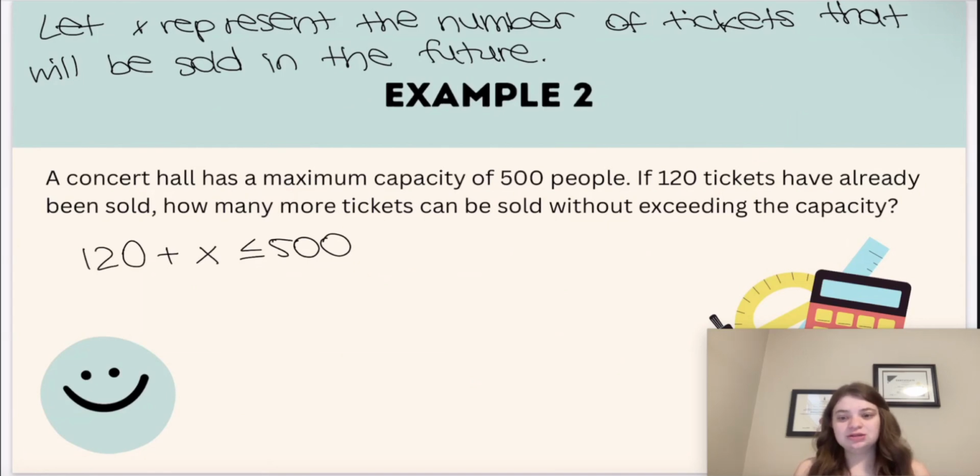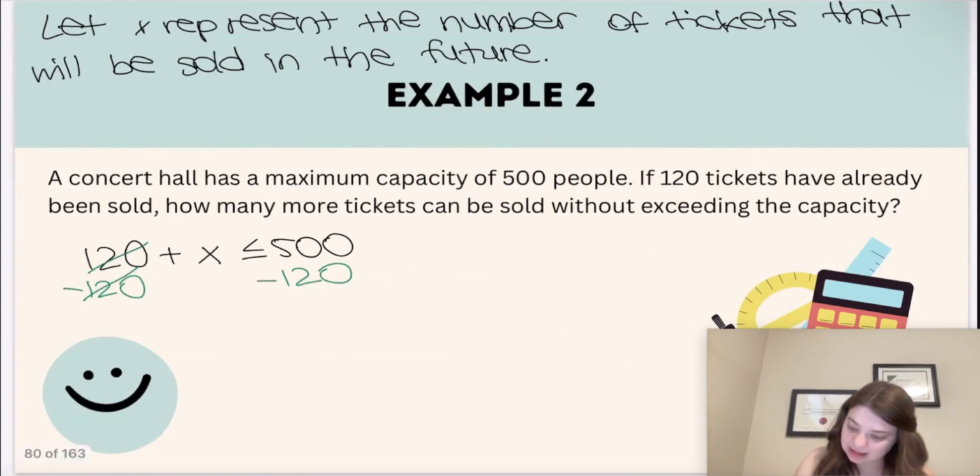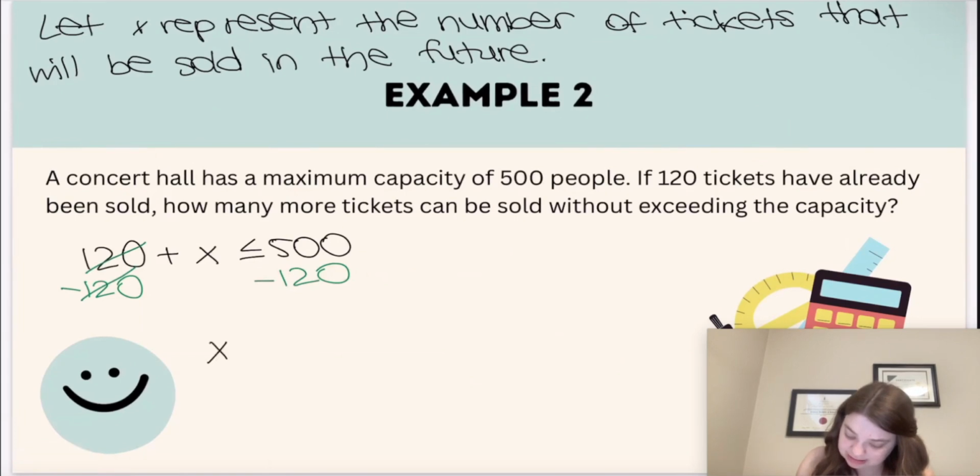So 120, the tickets that have already been sold, plus the number of tickets that will be sold in the future can't exceed 500, it must be less than or equal to it, because if it does exceed 500, then we won't have enough seats for everyone. Some people will be without a seat. So how can we solve the inequality? Well, what's the opposite of adding 120 to both sides? It would be subtracting it. So I'm going to be subtracting 120 from both sides. These are going to cancel, and we're going to get x is less than or equal to 380.